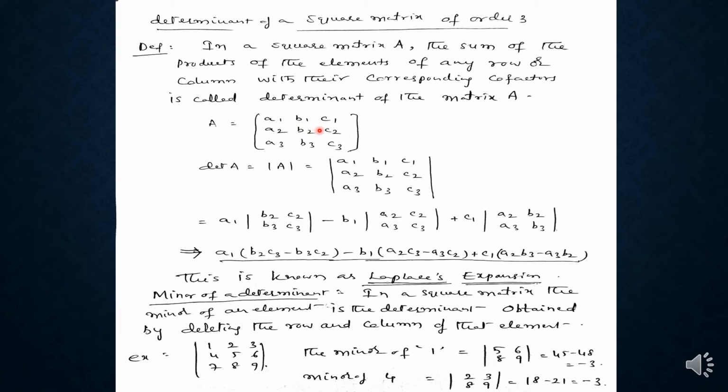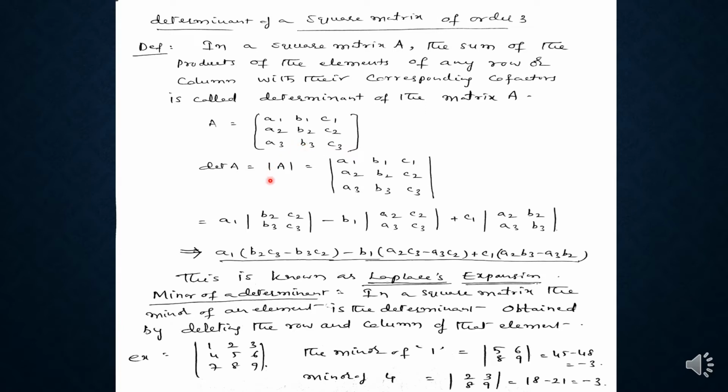Then what is the minor of the element C1? C1 is in the first row and third column. Just delete the first row and third column. Imagine that. Then we will get the determinant A2, B2, A3, B3. What is the value of this determinant? That is A2 into B3 minus A3 into B2. That is the minor of the element C1. Thus, we can find the minor of each and every element in the matrix. So that is the minor.